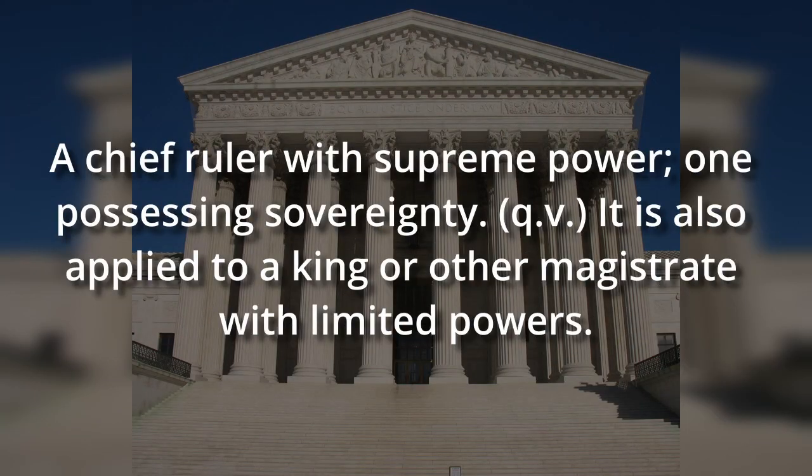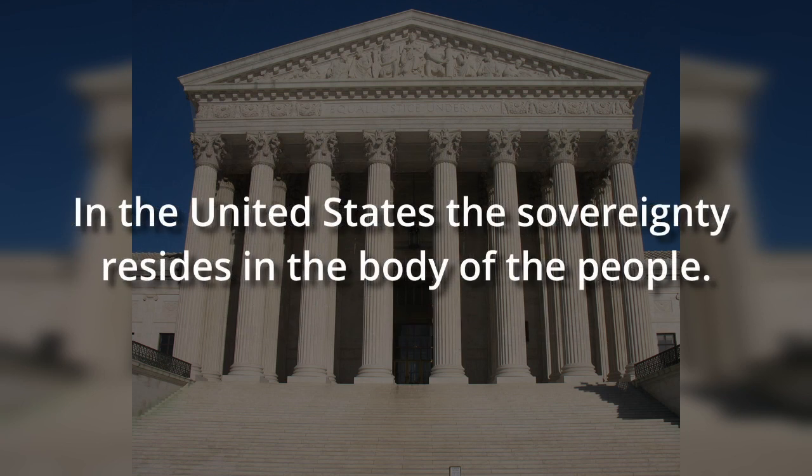This, of course, was because the king was sovereign, which the Free Legal Dictionary defines as a chief ruler with supreme power, one possessing sovereignty. It's also applied to a king or other magistrate with limited powers. What about here in the United States? Well, the Free Legal Dictionary goes on to state, in the United States, the sovereignty resides in the body of the people. That means the government is not the sovereign, and therefore does not have sovereign immunity.